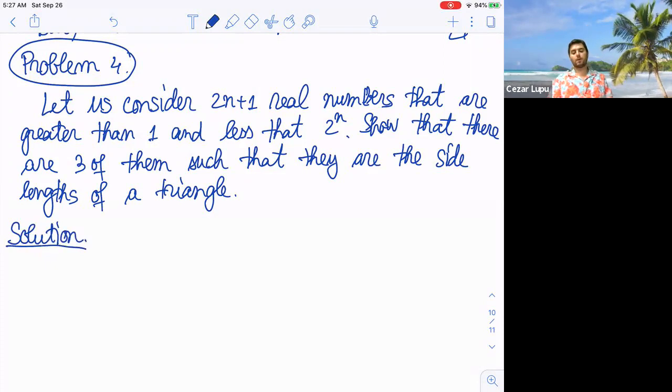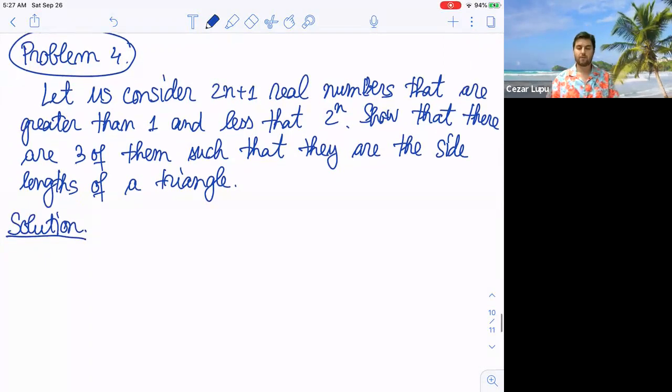All right, so again, this is a problem. I have 2n plus 1 points, so I have to come up with 3 of them such that they are the side lengths of a triangle. So we should be careful here. Keep in mind that these numbers are in this interval, between 1 and 2 to the n.